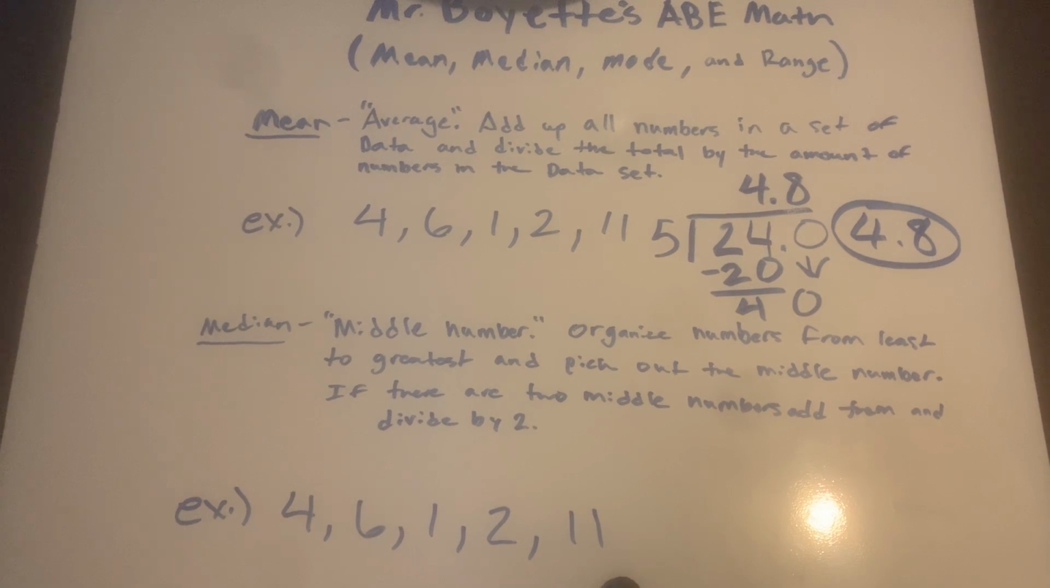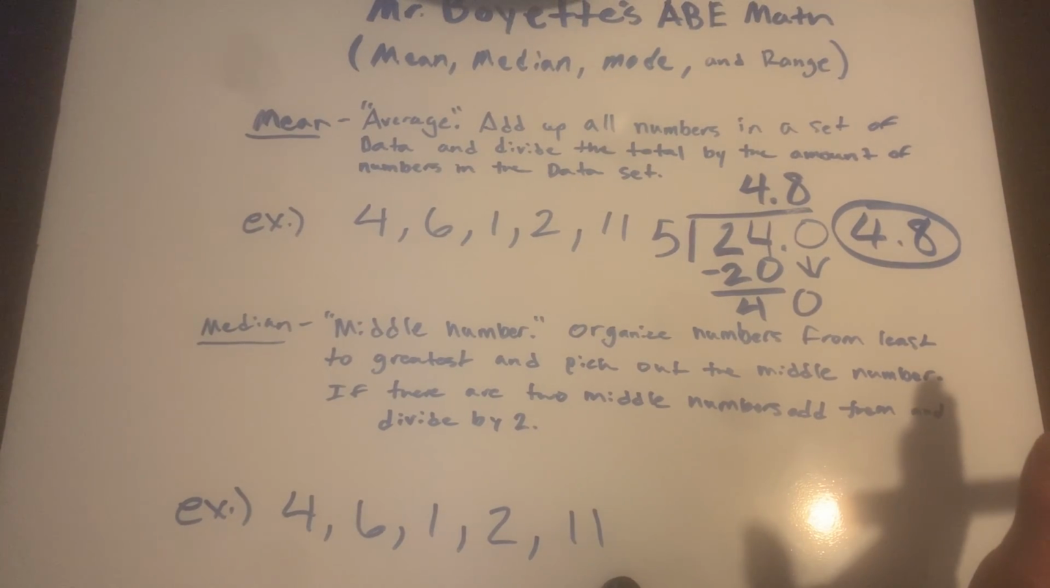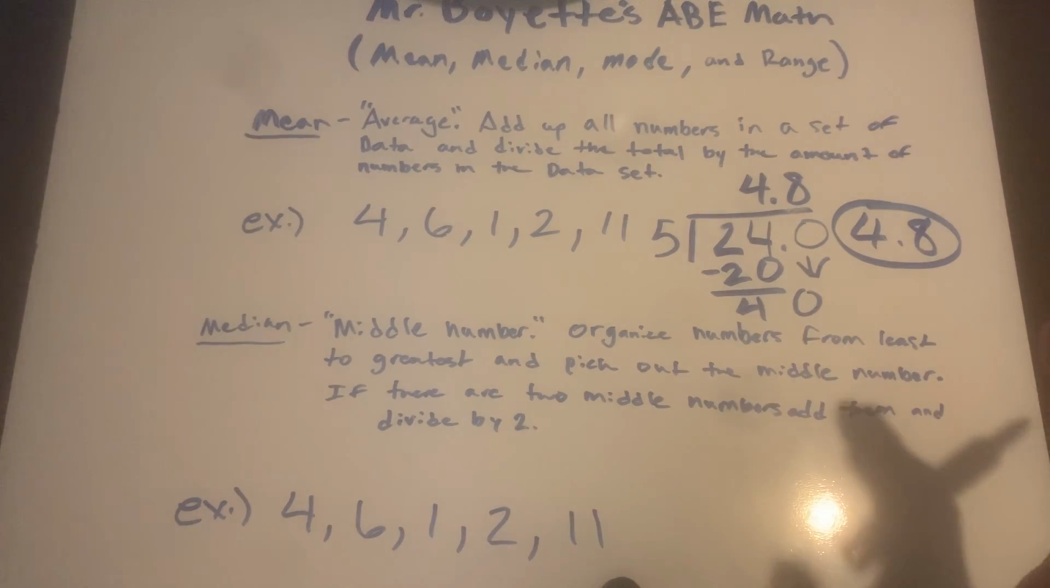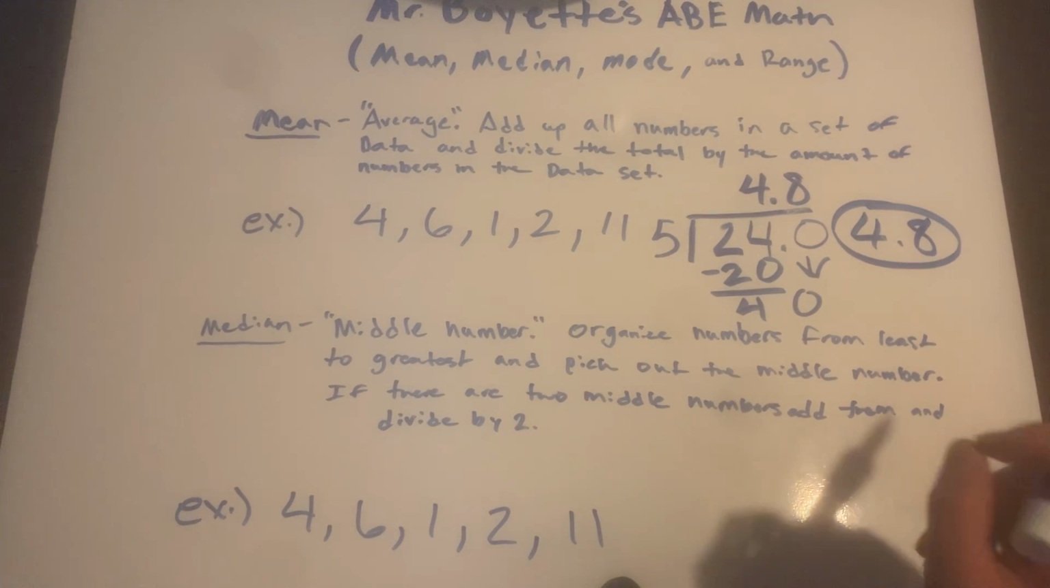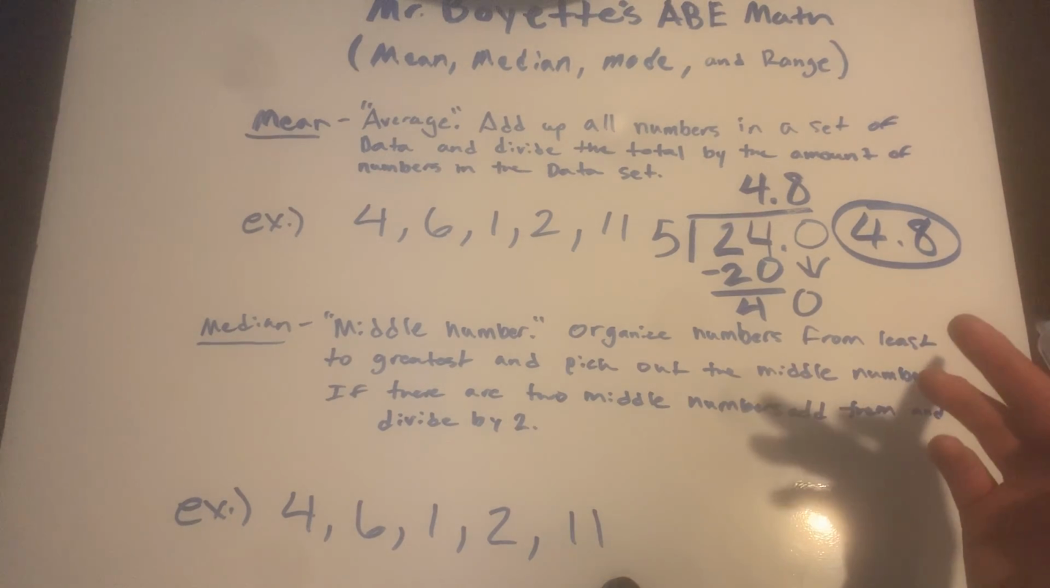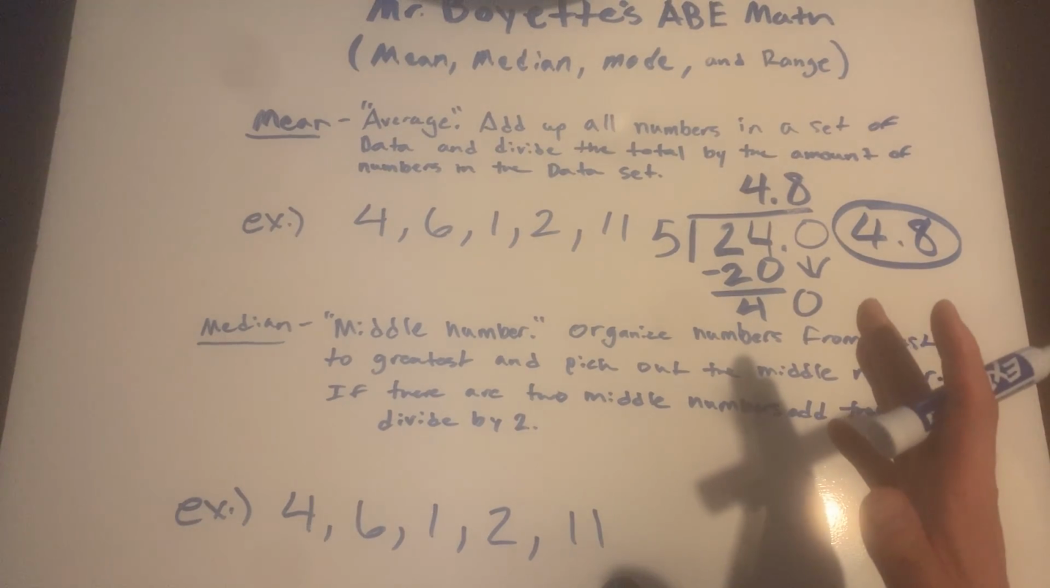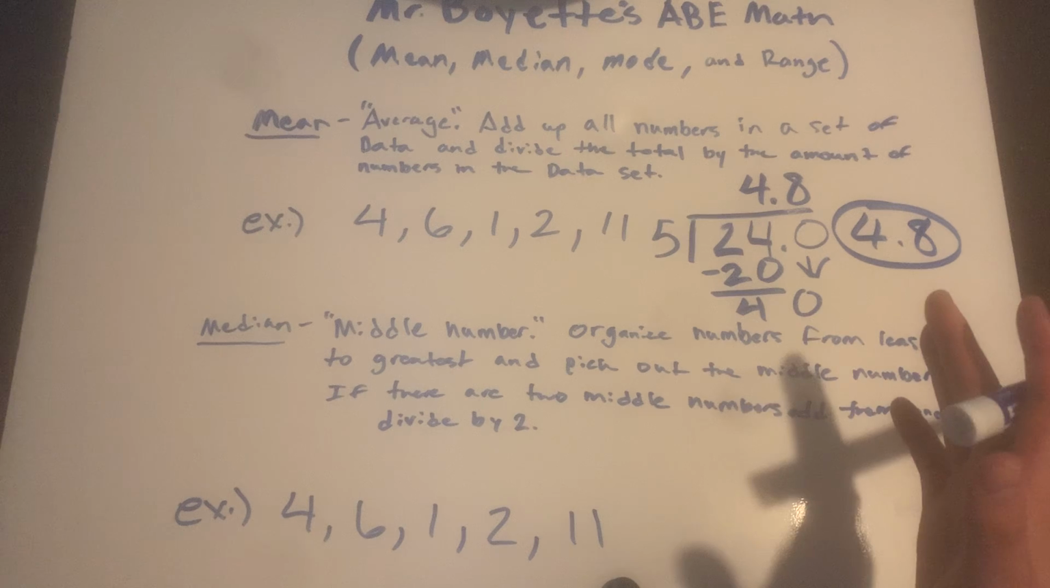So a lot of people get confused on median, and it's actually easy to find. There's not a lot of math to it, but you really have to pay attention to the directions here. So the first thing you're going to do is organize your data set from least to greatest. So that means smallest numbers first, all the way to biggest numbers last. And you're going to pick out the middle number. Now, there's a couple ways to pick out the middle. You can either just spot it, or you can count one on each side until you get to the middle.